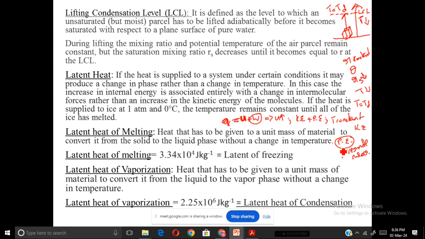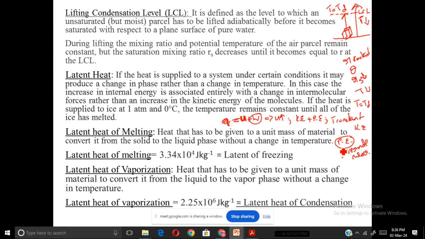Generally, the change of phase can happen either way, from liquid to vapor or from vapor to liquid. If it is from liquid to vapor, it is latent heat of vaporization, and if it is from vapor to liquid, it is latent heat of condensation. The magnitude of these two values will be the same, just the sign will differ. If the liquid is changing to vapor, there will be an absorption of latent heat of vaporization. And if the opposite is happening, that is, the phase is changing from vapor to liquid, then there will be a release of energy, which is latent heat of condensation.